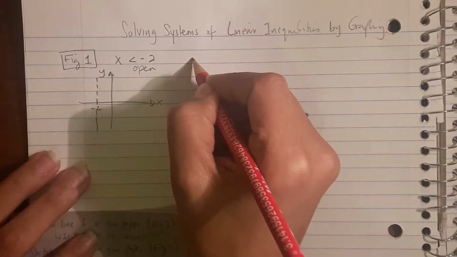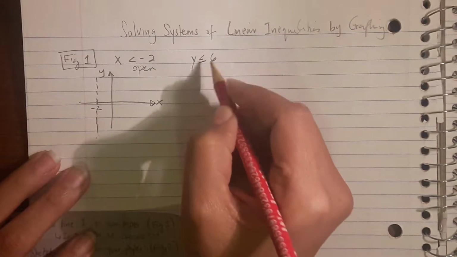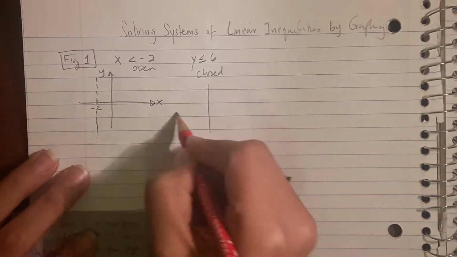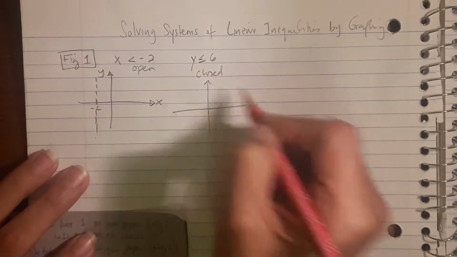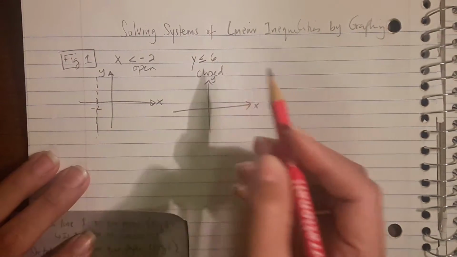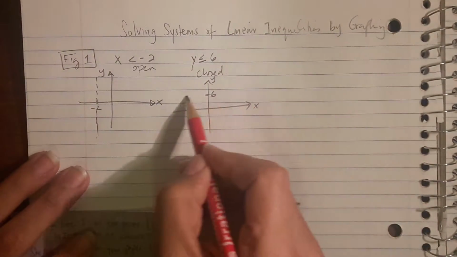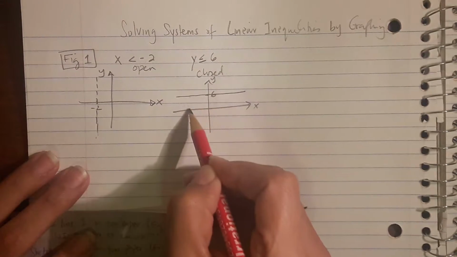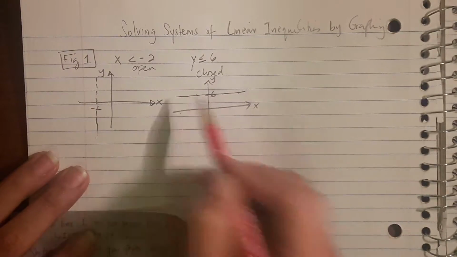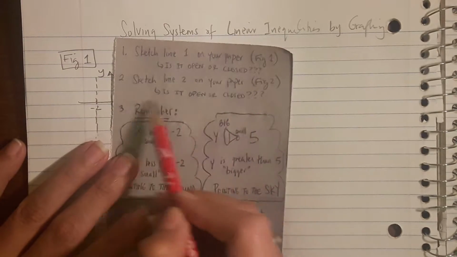Your second line is going to be y is less than or equal to 6. Is that open or closed? That's closed, so you're going to write closed. Draw your little sketch. So that's x, y. y is less than or equal to 6. So 6 is over here. Closed is going to be a straight line. Is it horizontal or vertical? It's horizontal because what you're saying is that for every value of x, y is equal to 6. Every value of x, doesn't matter, y is equal to 6. So I've gone ahead and sketched my lines, whether open or closed. I did 1 and 2.